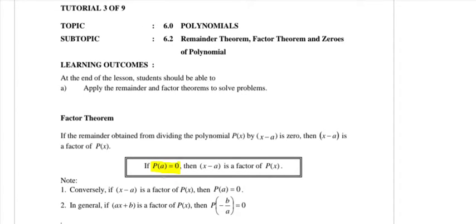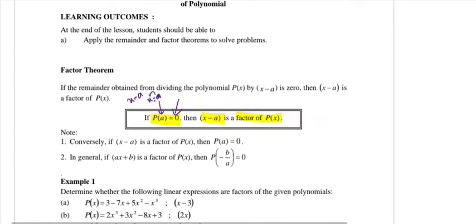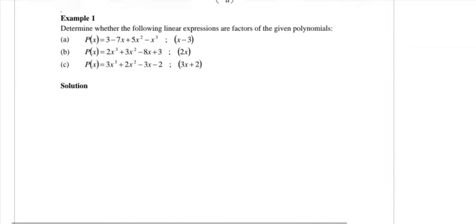theorem. When P(a) is equal to 0, then x minus a is a factor of P(x). This just means that the remainder is 0 when x is equal to a. So x minus a, when you reverse the process, is just a factor of P(x). Okay? Now, let's look at the example.